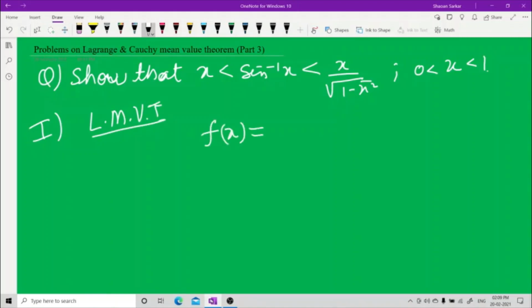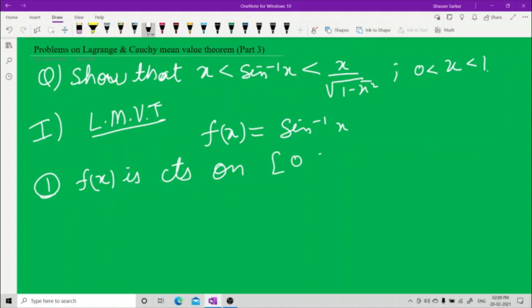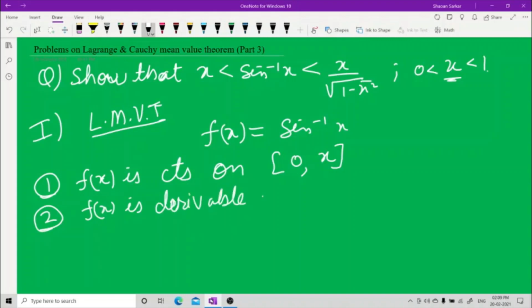Take f(x) as sine inverse x. Now first, f(x) is continuous on 0 to x. Now x is greater than 0, keep that in mind. Number 2, f(x) is derivable on the open interval 0 to x.